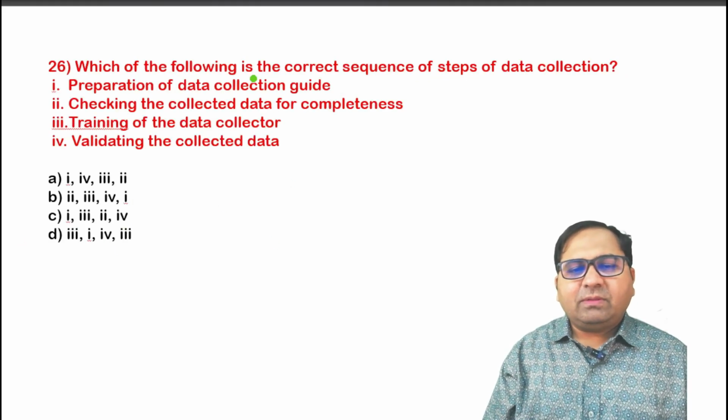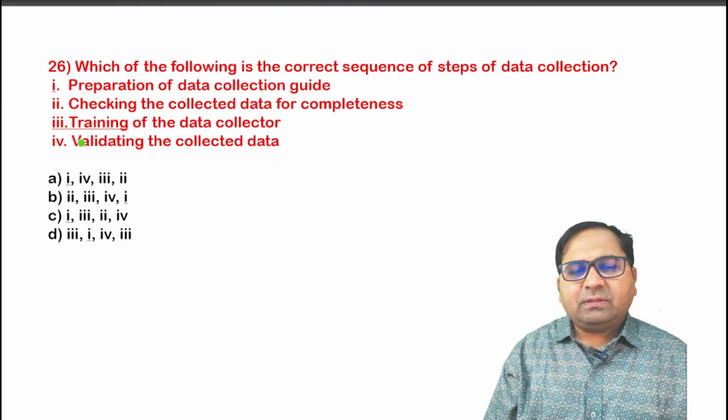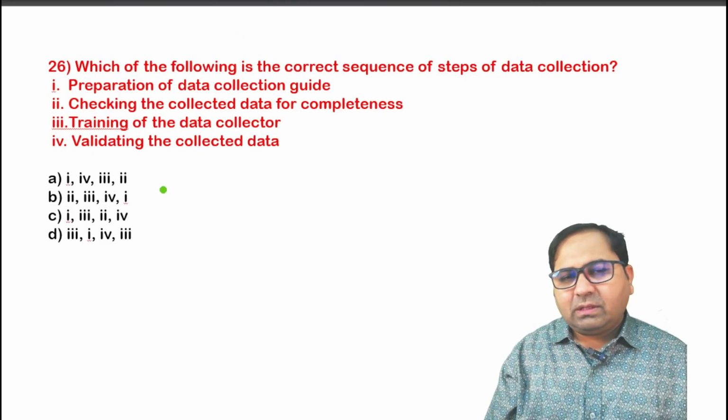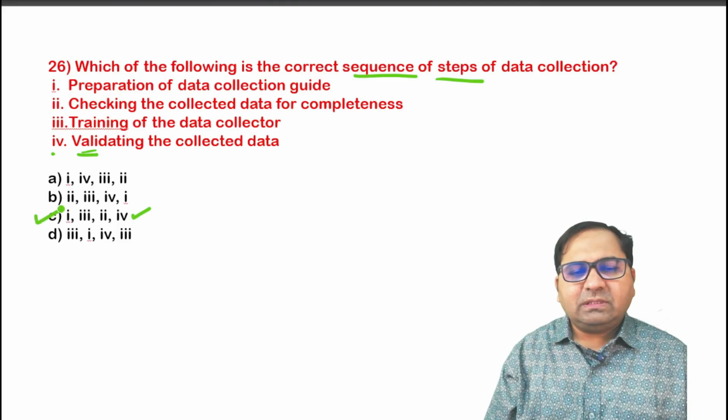Next question. Which of the following is the correct sequence of steps of data collection? See the statements of the steps they gave. Number 1, preparation of data collection guide. 2 is checking the collected data for completeness. 3, training of the data collector, and 4, validating the data collected. So what is the sequence of steps they have asked? Please remember this point. As I told you, the last step is always the validating part. So validating over here is the fourth one. So the answer for this question is C.